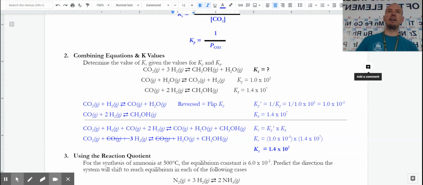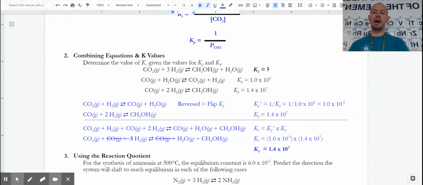And because K values are products over reactants, when I flip that, or when I exchange my products and reactants, my K is the multiplicative inverse, where it's 1 over K, or the reciprocal. All of those mean the same thing. So 1 over the K value, or 1 times 10 to the negative 5th. The second one already has the product where I want it to be. The methanol already has hydrogen on the reactant side, so I kind of recopy that.